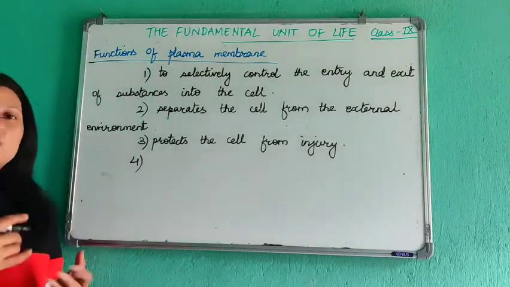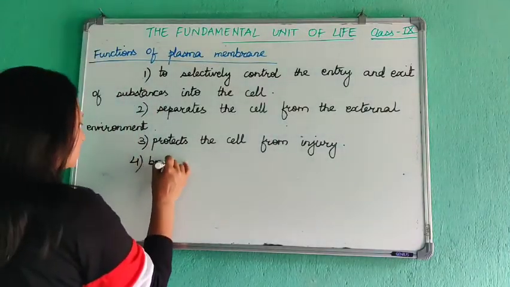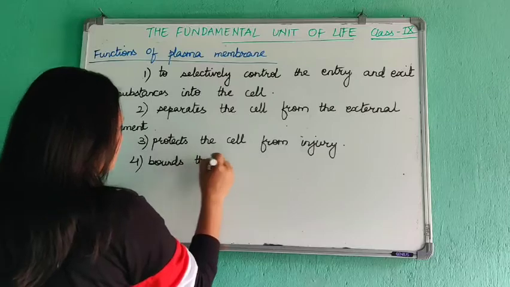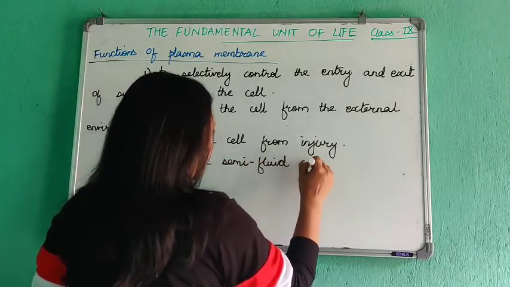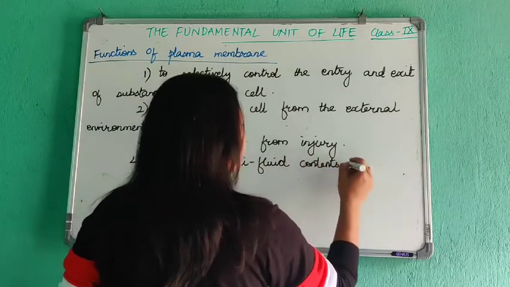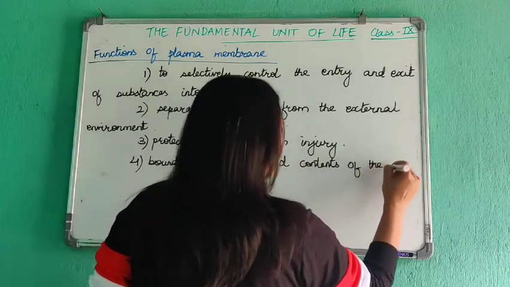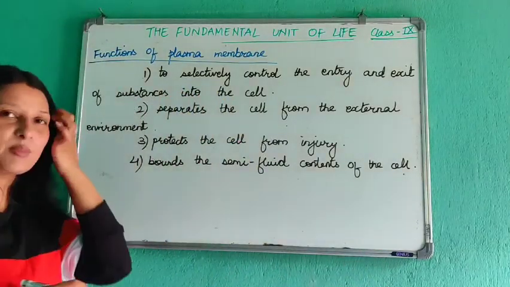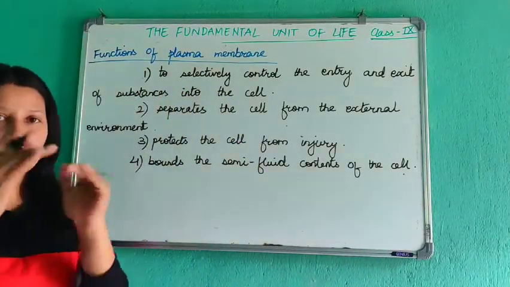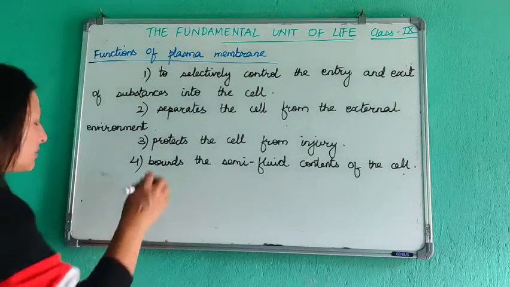फोर्थ मा चाहिँ it bounds the semi-fluid contents of the cell. So the contents inside the cell is semi-fluid. Semi-fluid means आधी पानी जस्तो हुन्छ. सो त्यसले गर्दाखेरि आधी पानी जस्तो हुन्छ र त्योलाई बाइन्ड गरेर राख्छ.